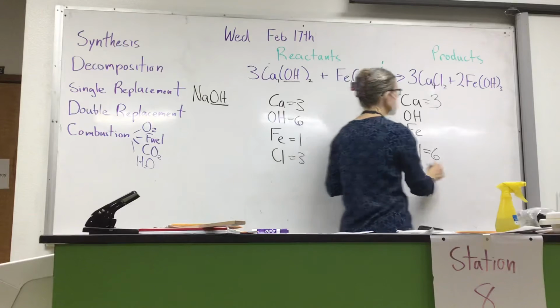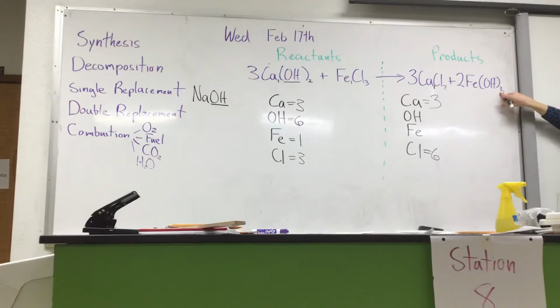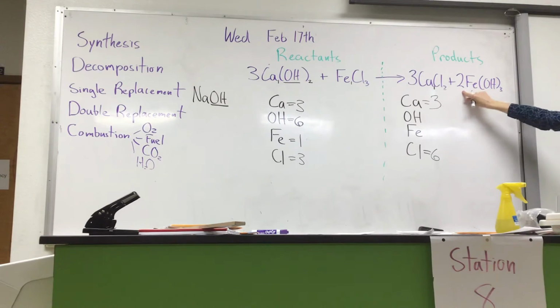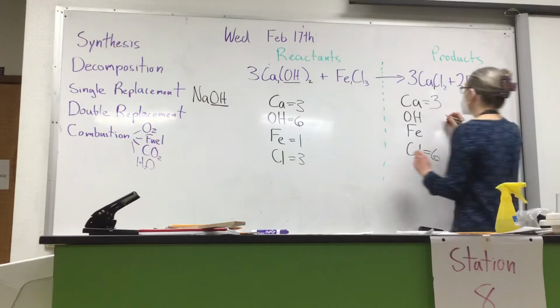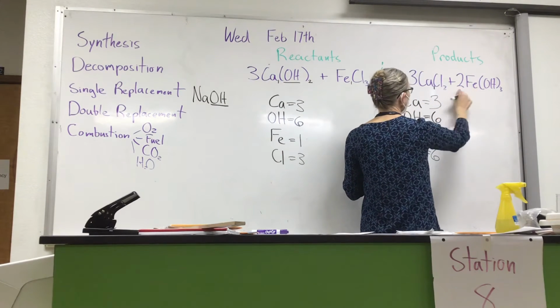All right, so chlorine's down here. That's going to be a 6, because I got a 2 here and a 3. 2 times 3, I've got 6 chlorines. And on this side, I have 3 copies of that polyatomic ion, but I have a coefficient of 2, so hydroxide is going to be a 6 over here, and I have 2 irons.